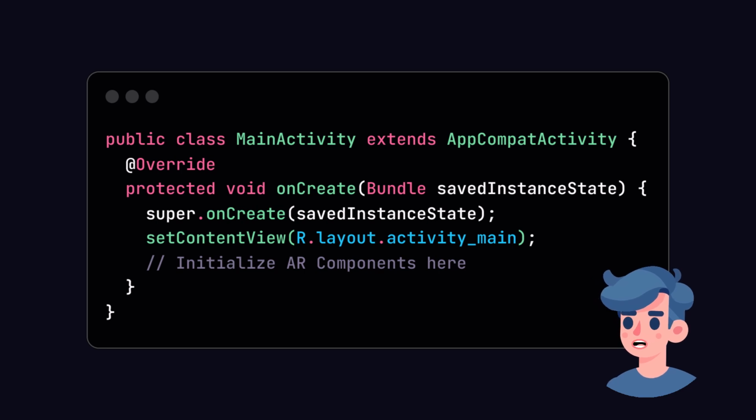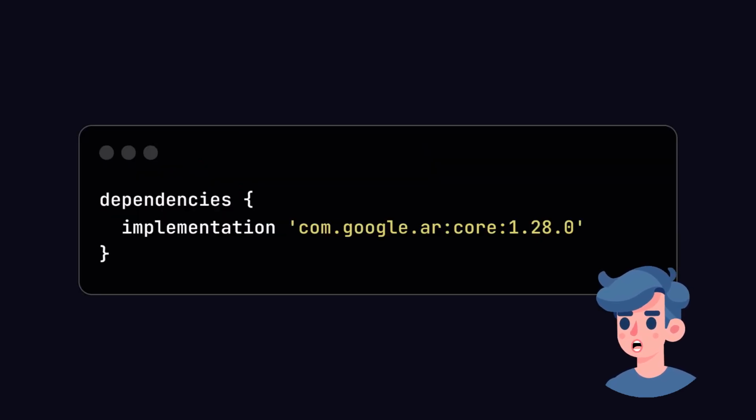Make sure to set the language to Java and select the appropriate minimum API level that supports ARCore, usually API level 24 or higher. Next, let's add ARCore to your project. You can do this by modifying your app-level build.gradle file. Add the dependencies for ARCore.